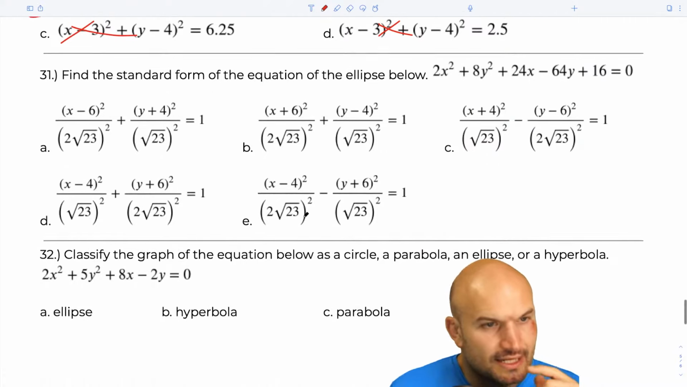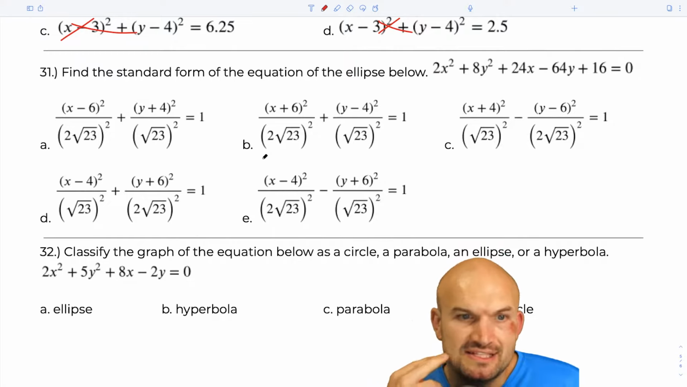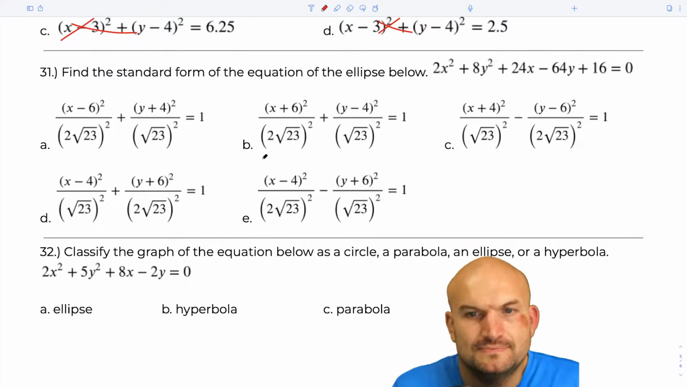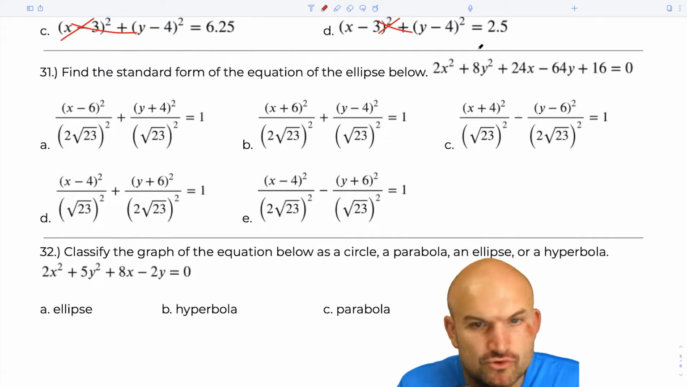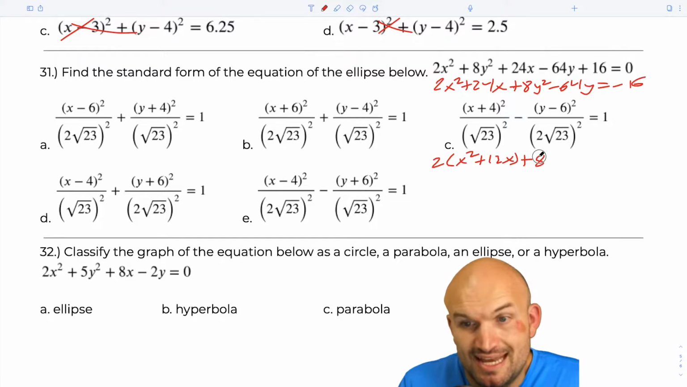All right, last set, guys. Number 31 says, find the standard form of the equation of the ellipse. Okay, so let's group these. So 2x squared plus 24x plus 8y squared minus 64y, and then let's get this 16 to the other side. So factor out the 2: x squared plus 12x. Factor out the 8: y squared minus 8y equals negative 16.